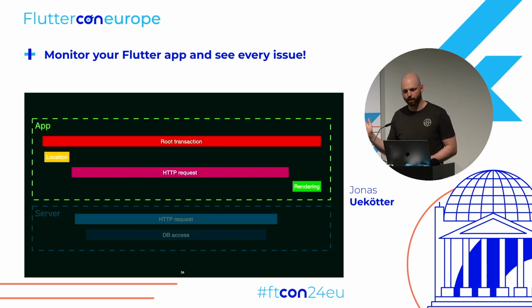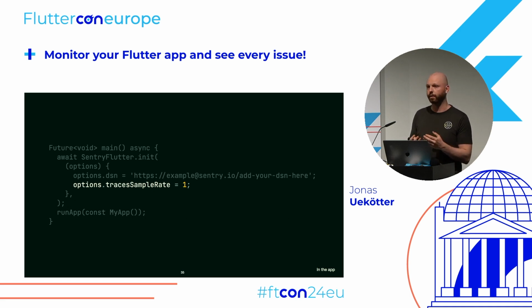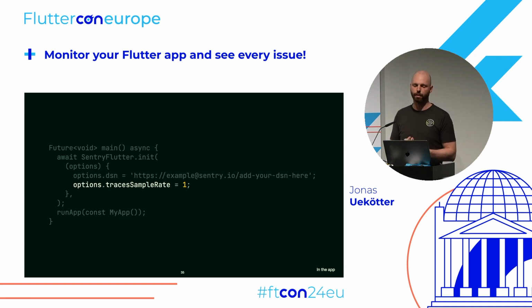So again, we're starting with the app part, and we're initializing Sentry as seen before. But we're now adding an option which is called the traces sample rate. This enables performance tracing for Sentry. In contrast to exceptions, we're starting traces every time the operation we want to trace gets started. That means if we have a lot of users, we obviously also record a lot of traces.